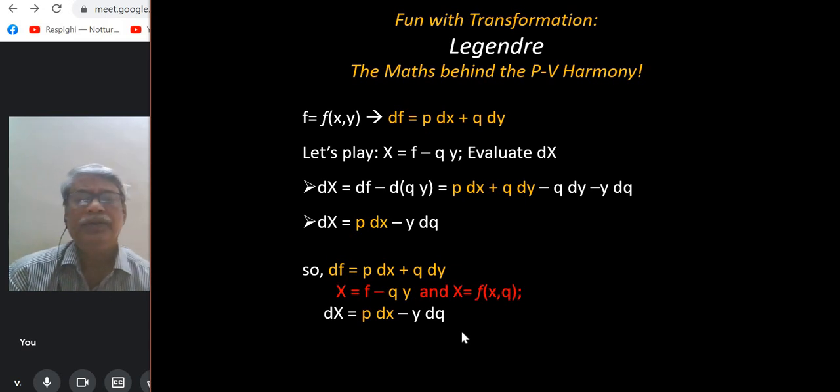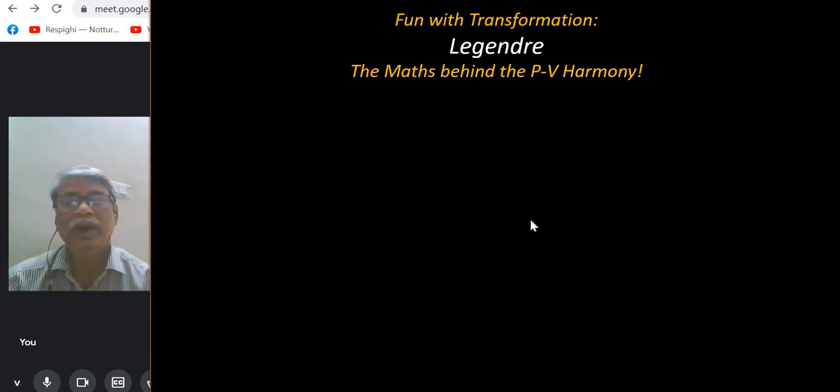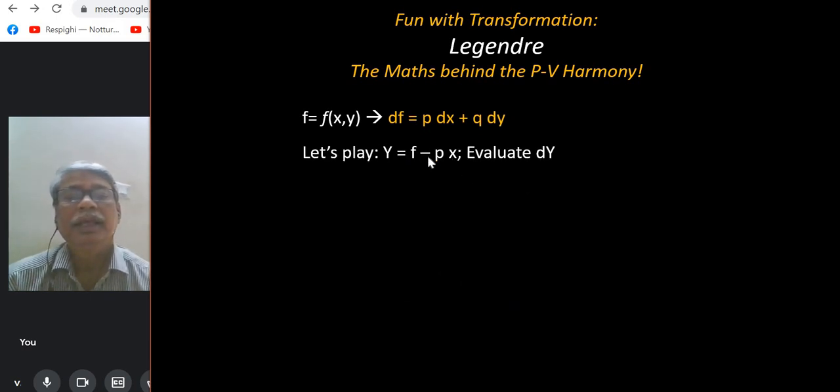Similarly, the same question you can raise: if I want y but not x, that means I want a new function of y and p, not y and x. So what will we do? We will follow a similar strategy. I will define a new function, say capital Y, and it will be f minus px, because you want to eliminate x. So you take the product of p and x, these conjugate variables p and x.